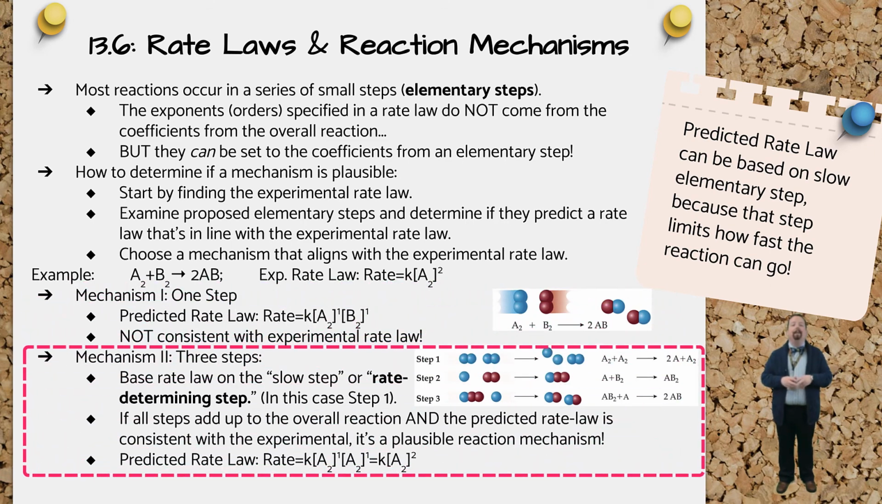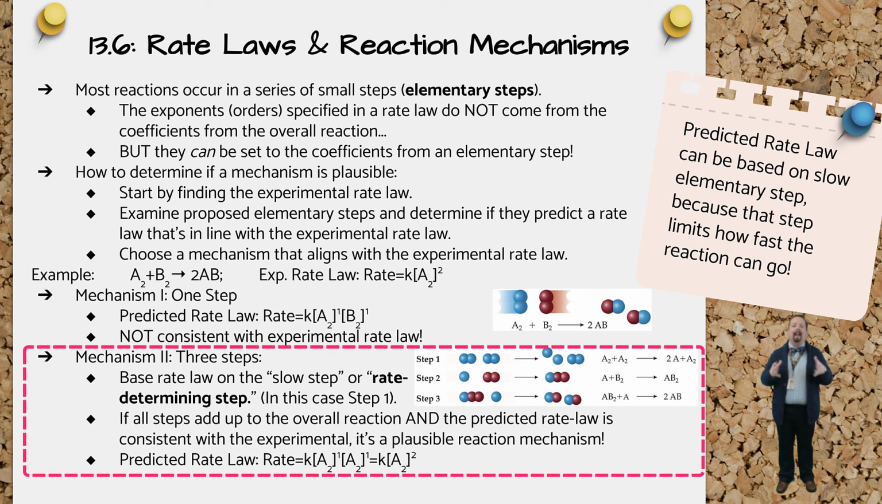Mechanism 2 occurs in 3 steps as shown here. When you have more than one step, the first thing you need to do is make sure that all of those steps add together to give you the overall reaction. We'll do that on the next slide. Next, figure out which step is our slow step. Those will usually be labeled for you, but in this case, we're just going to assume that step 1 is our slow step. The slow step, or the step that reacts the slowest, is often called our rate-determining step.